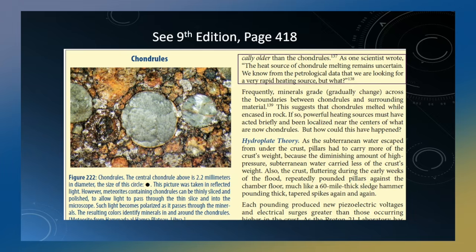We know from the petrological data that we are looking for a very rapid heating source, but what?" The heating source could only heat the chondrules and melt them, as indicated by the appearance of the matrix around the chondrules, which did not melt. So the temperature for heating came at very specific points in the chondrules, melted them, and then they solidified. That is something that requires very unique conditions.